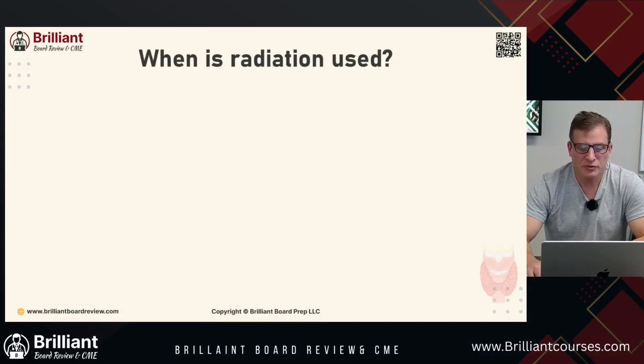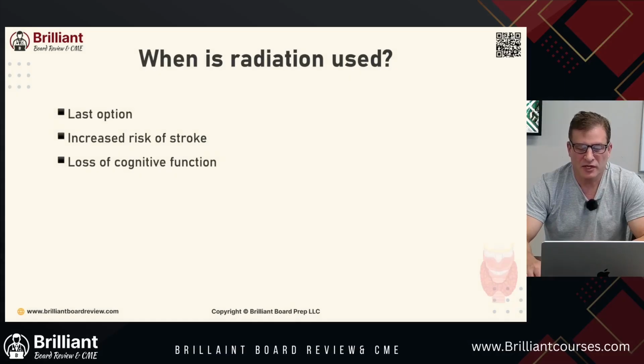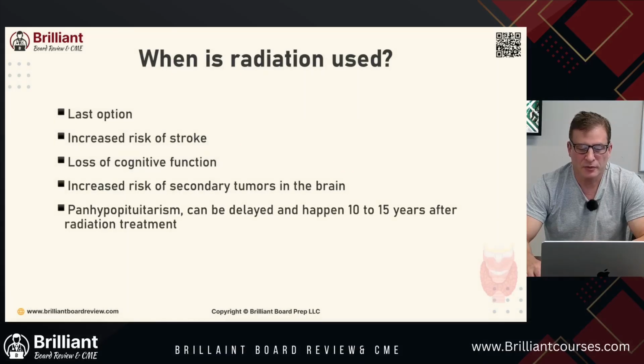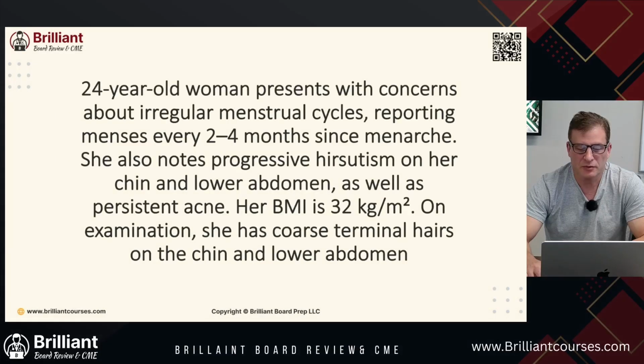When is radiation used? It is the last option. There is increased risk of stroke, loss of cognitive function, and increased risk of secondary tumors in the brain. Hypopituitarism can be delayed or happen 10 to 15 years after radiation treatment.